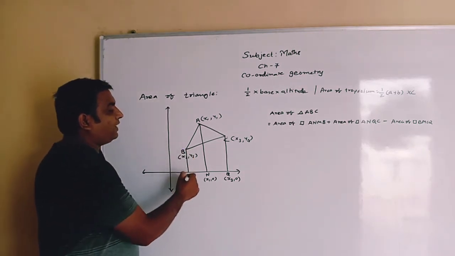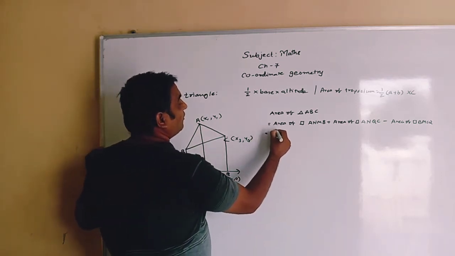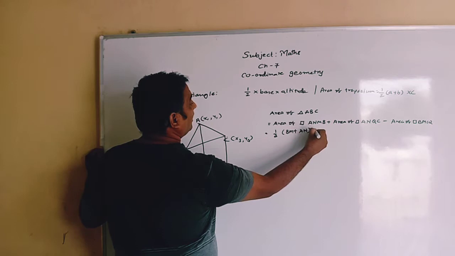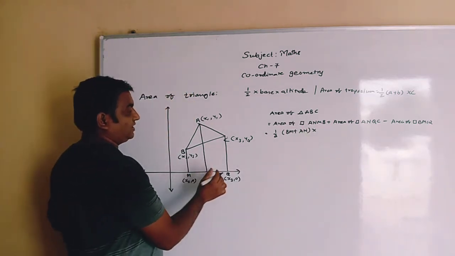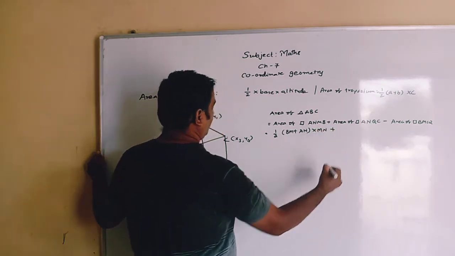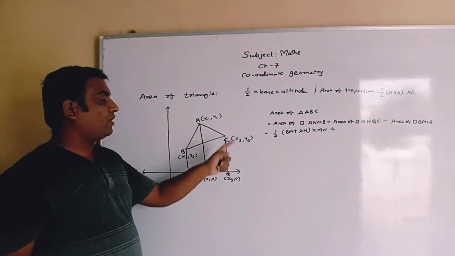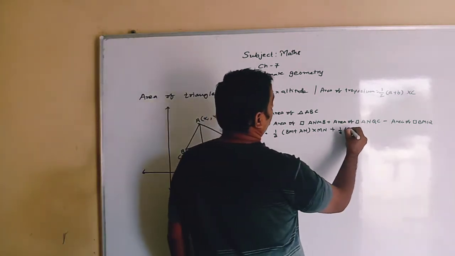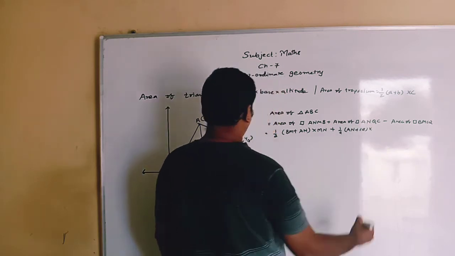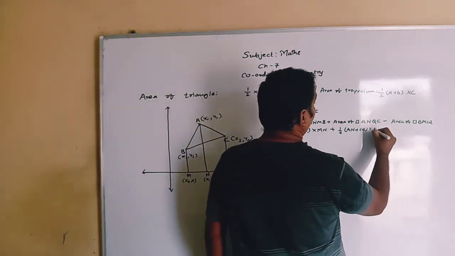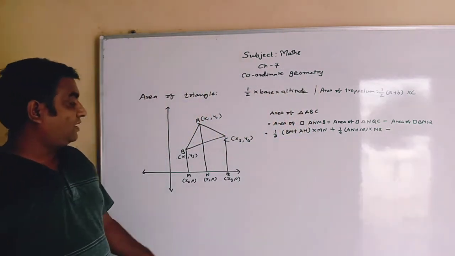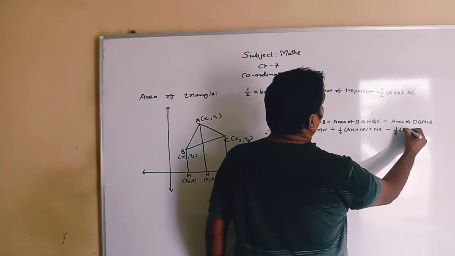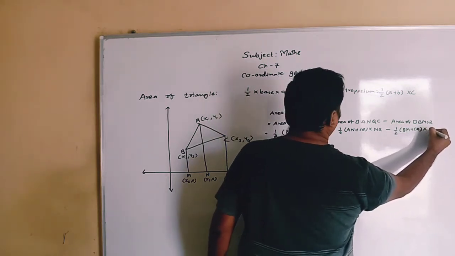Here the two parallel sides are BM and AN, so 1 by 2 (BM plus AN) into the perpendicular distance between them, that is MN, plus for ANQC, 1 by 2 (AN plus CQ) into the perpendicular distance, that is NQ, minus 1 by 2 (BM plus CQ) into MQ.